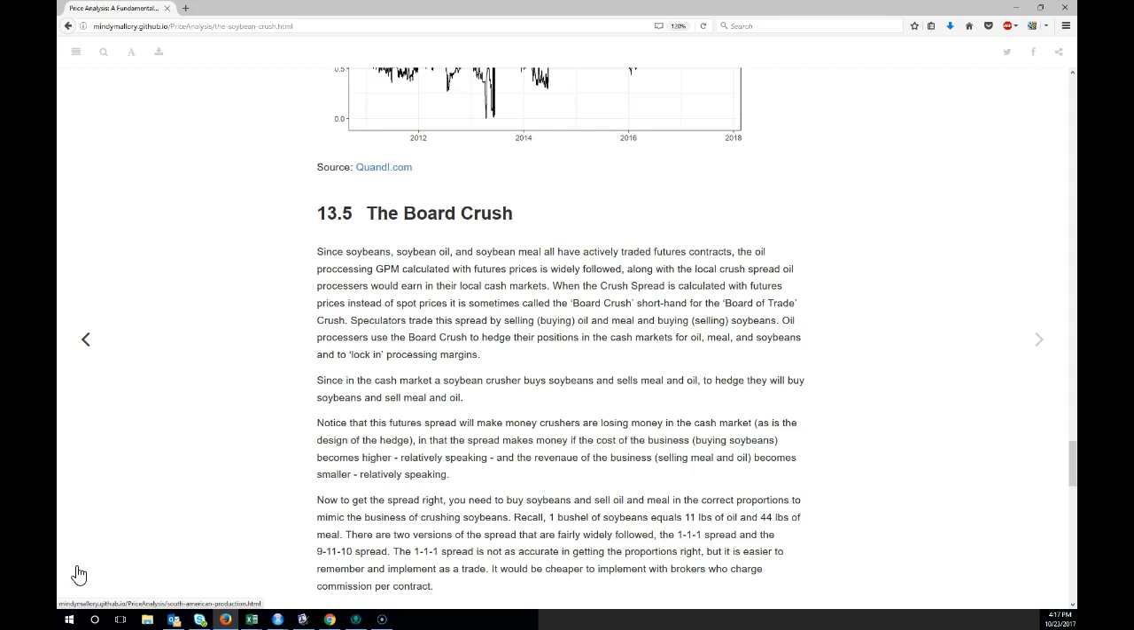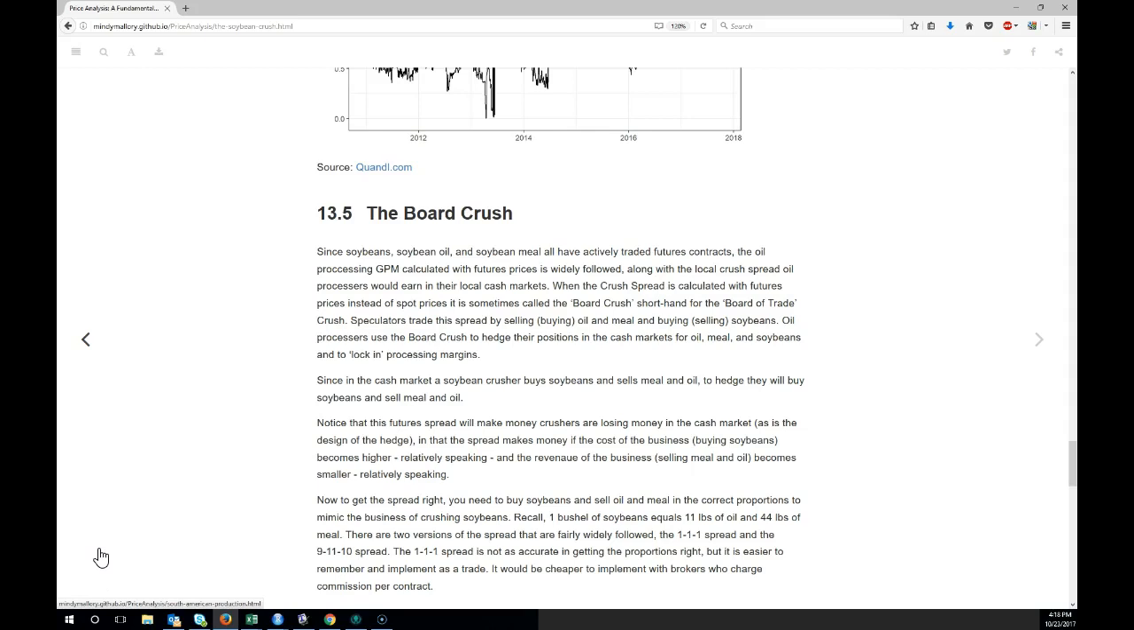So, it turns out that there are two versions of the spread that are widely followed by the trade, and one is the 1-1-1 spread, because it's super easy to remember, and the other is the 9-11-10 spread. Now, the 9-11-10 spread means 9 contracts oil, 11 contracts meal, and 10 contracts soybeans. And that gets you a better proportion of coverage than the 1-1-1 spread does.